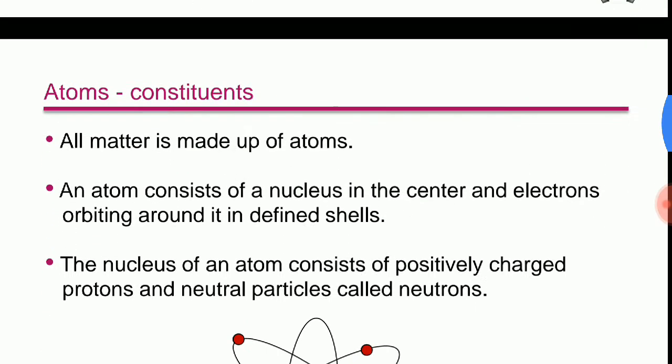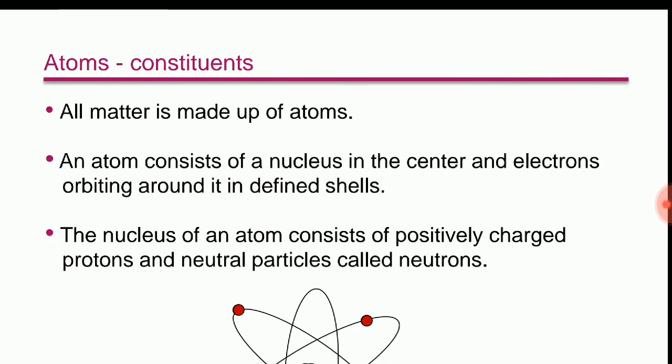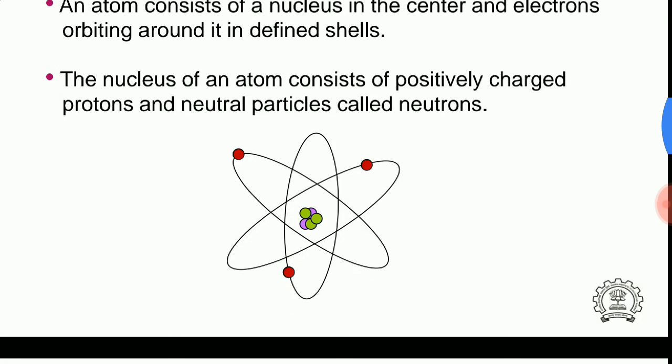You can see here, atoms and constituents. All matter is made of atoms, and atoms consist of a nucleus in the center and electrons orbiting around it in different shells. The nucleus of the atom consists of positively charged protons and neutral particles called neutrons. See here.